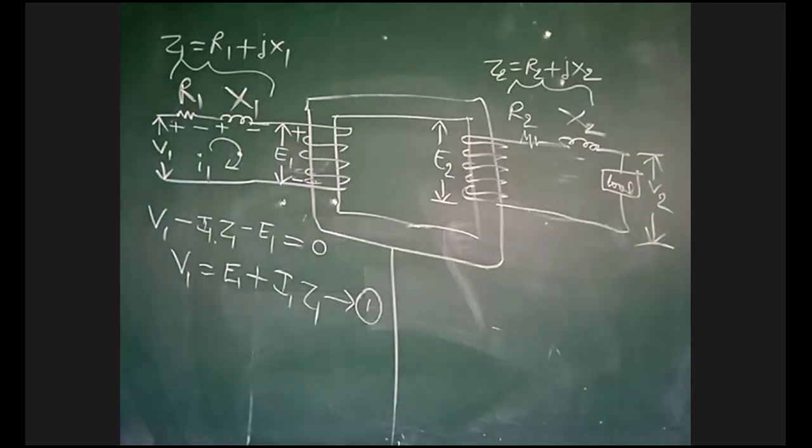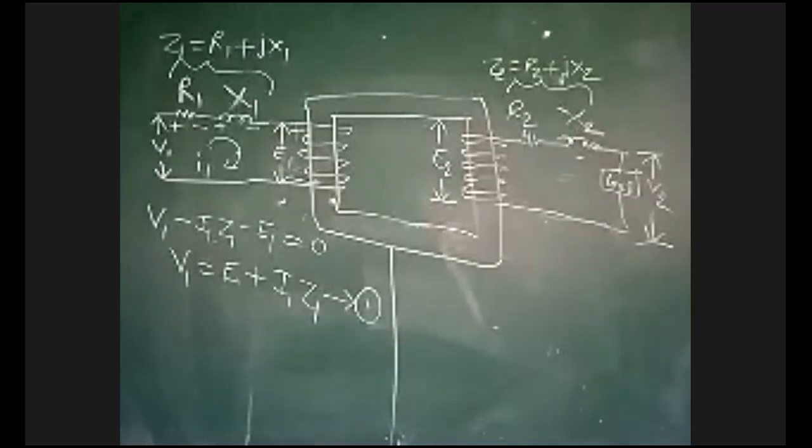I am writing the loop equation. In the direction of current, I will take plus and minus. Even for E1, plus minus, that is the winding. In the winding, I am taking plus minus. E1 is not the supply voltage. E1 is the induced voltage in the primary winding.